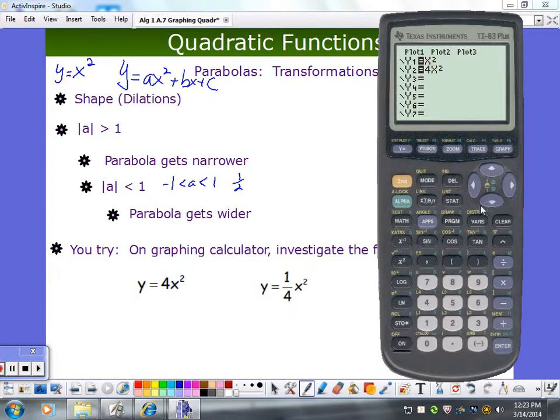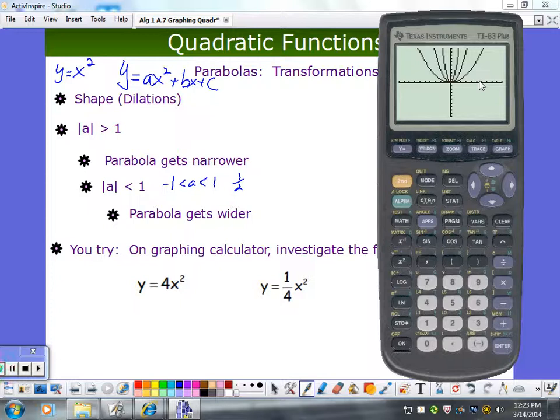Now how do you put a fraction in here? Don't try to convert it. Just put a parenthesis, 1 divided by 4, and close the parenthesis, and then put in your x squared. Don't convert it to a decimal. Let the calculator take care of that. Here it comes, here it comes. So it gets very wide.